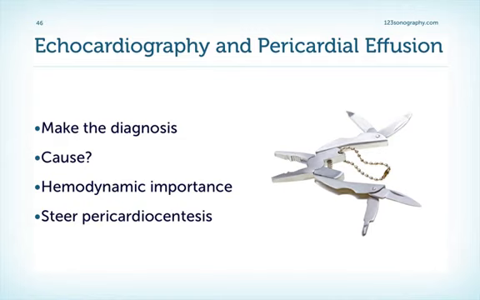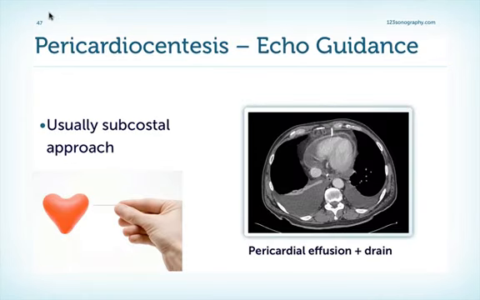Echocardiography has many purposes in the setting of pericardial effusion. Not only can we make the diagnosis, but we can also obtain information as to what the cause of effusion is. We can look at the hemodynamic importance of the effusion. We'll be discussing this in a later chapter. But it can also help us to steer pericardiocentesis. Pericardiocentesis is usually performed from a subcostal approach. With the help of echocardiography, we first look where the largest extension of the effusion is. Then we can steer the direction of the needle, and we can even inject contrast to be sure that we are really within the intrapericardial space.